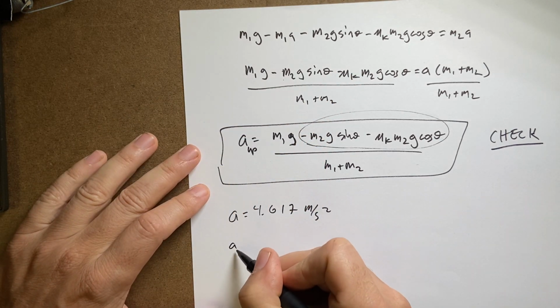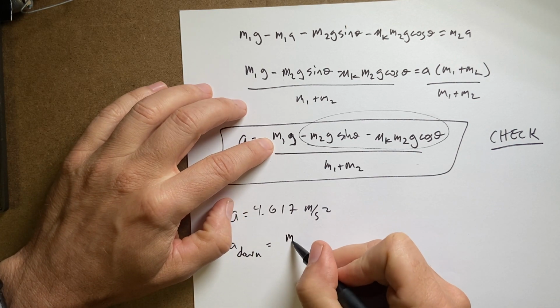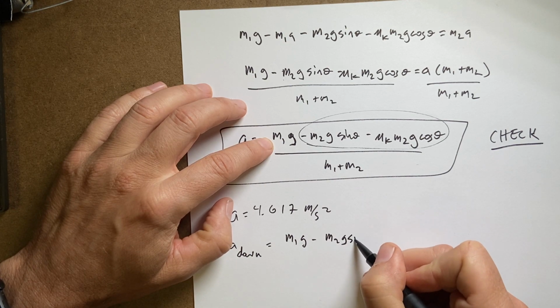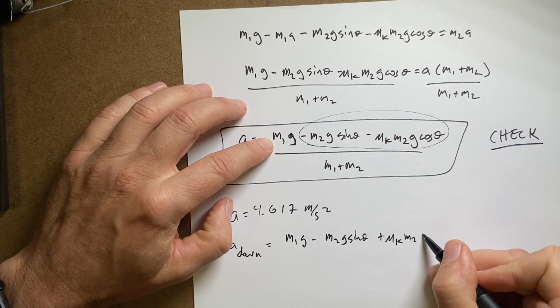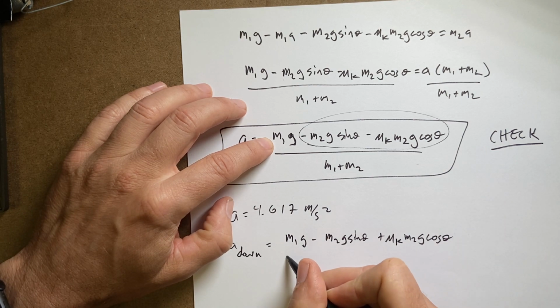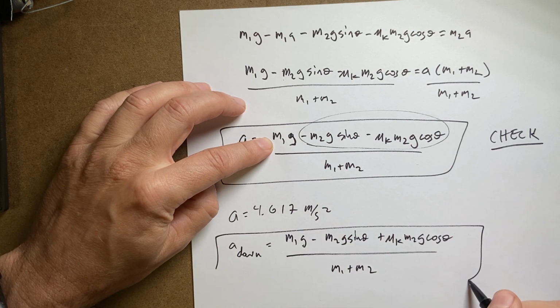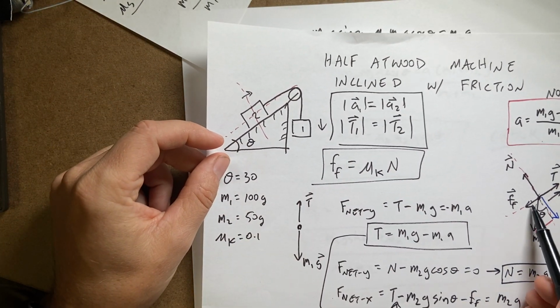So a down is going to be equal to the same thing. Everything's the same, m1g minus m2g sine theta plus mu k m2g cosine theta, all of that over m1 plus m2. So that's if the mass is accelerating down the plane, then I have to change the direction of that frictional force.